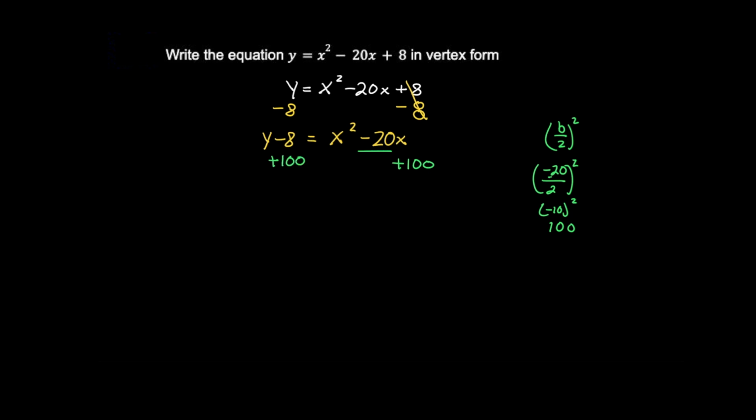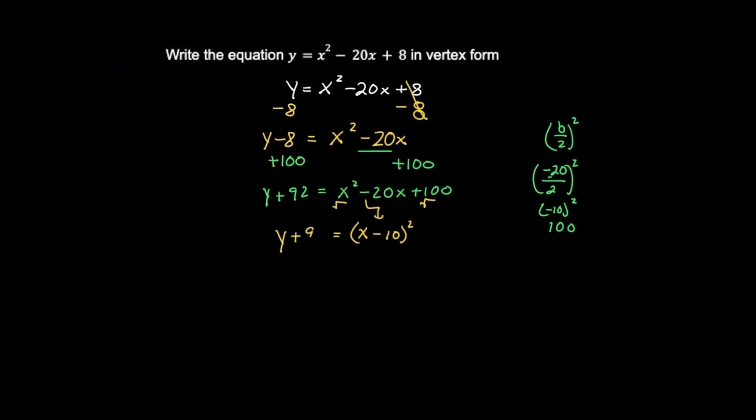So that's going to give us y plus 92 equals x squared minus 20x plus 100. Now we just have to factor. This should be a perfect square trinomial. Therefore, the factors will be the square root of the first term, so x, and the square root of the last term, 10, with the same sign as the middle, so x minus 10 in parentheses squared will be the factors.